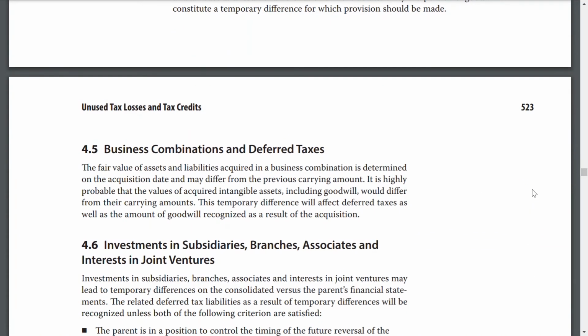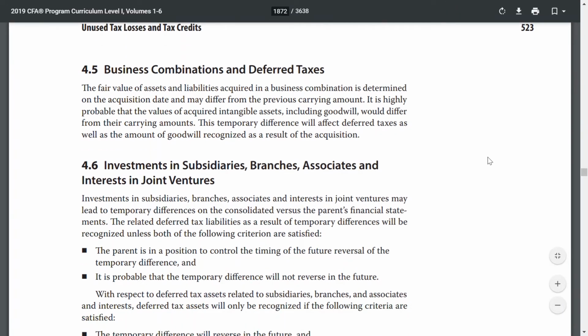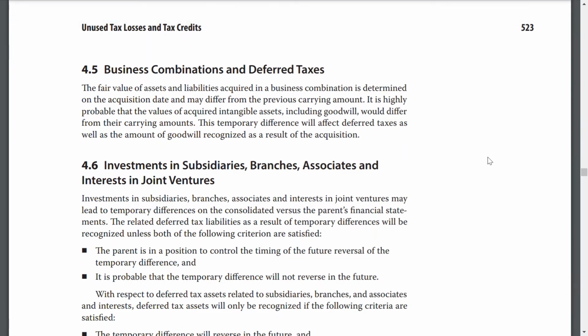Business combinations and deferred taxes. The fair value of assets and liabilities acquired in a business combination is determined on the acquisition date and may differ from the previous carrying amount. It is highly probable that the value of acquired intangible assets, including goodwill, will differ from the carrying amount. The temporary differences will affect deferred taxes as well as the amount of goodwill recognized as a result of the acquisition. Investment in subsidiaries, branches, and associates, and interest in joint ventures.